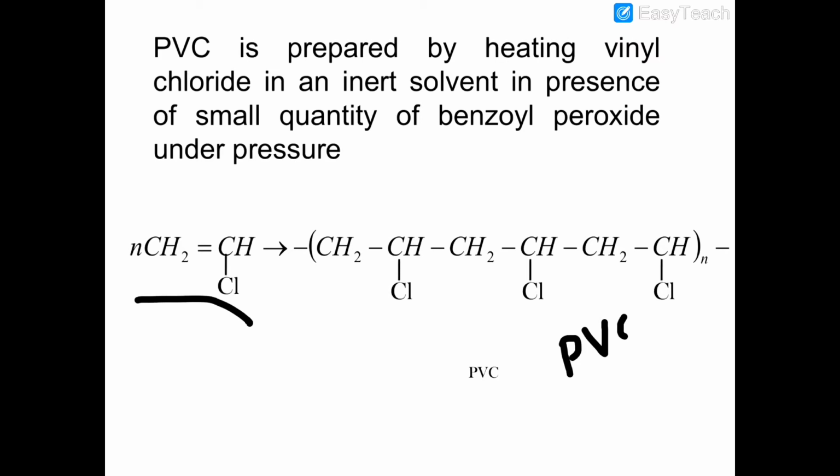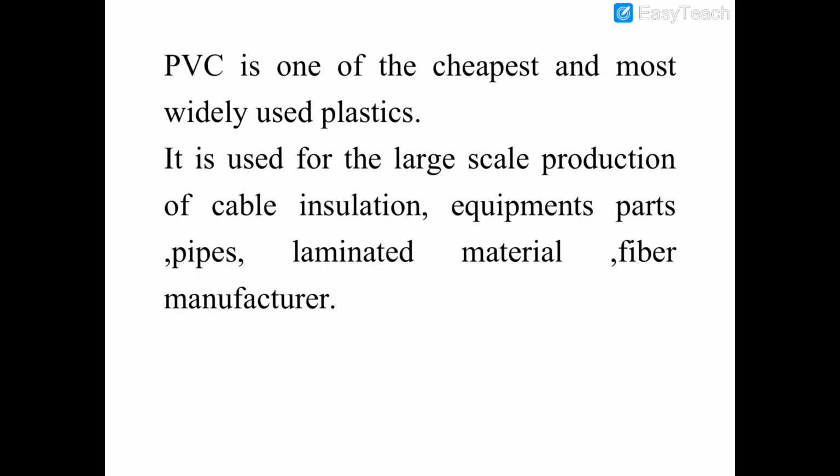This is all about the manufacture or synthesis of PVC. That is, it involves two steps. The first step is the preparation of vinyl chloride, the monomer of PVC. In the second step, the monomer is converted into polymer in presence of the catalyst benzoyl peroxide. PVC is one of the cheapest and most widely used plastics. It is used for large scale production of cable insulation, equipment parts, pipes, laminated material, fiber manufacture, etc.